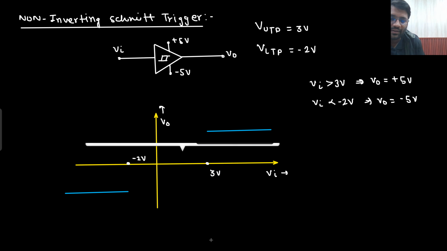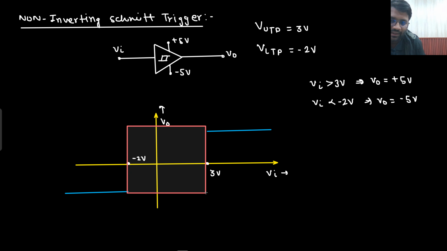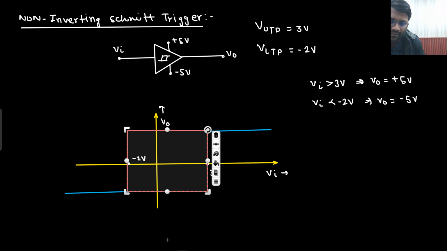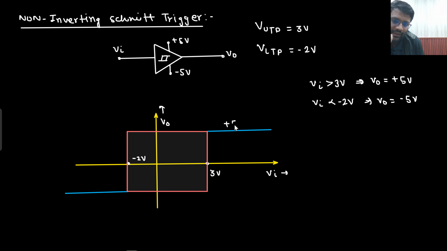So in between you get a square. Now what is the meaning of this square? I will explain it. Have some patience. This kind of characteristics you will get in between. So this is the +5 volt you are getting here and -5 volt you are getting here. If your input is greater than 3 volt, then +5 volt, input is less than -2 volt, then -5 volt.